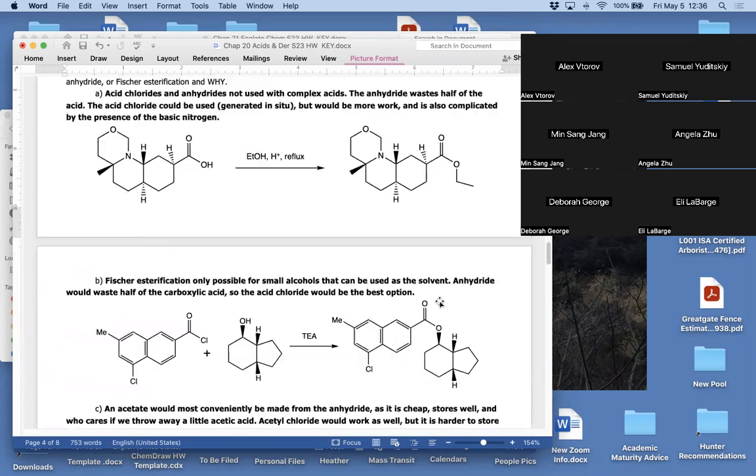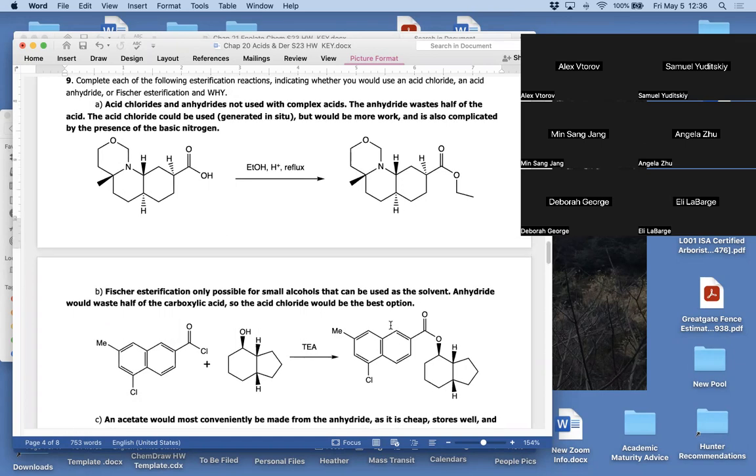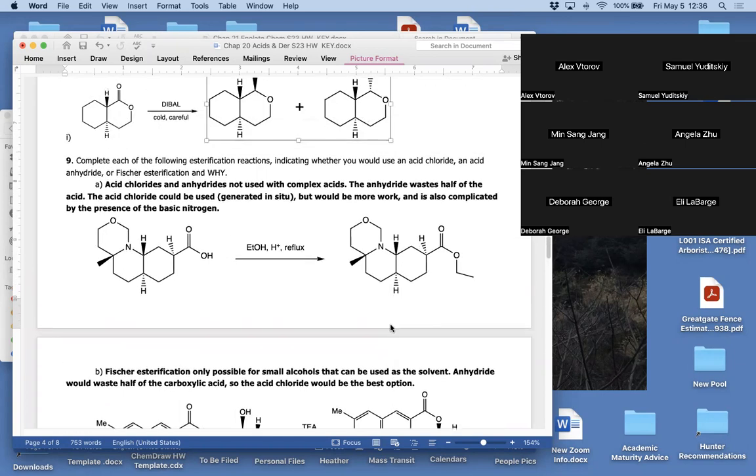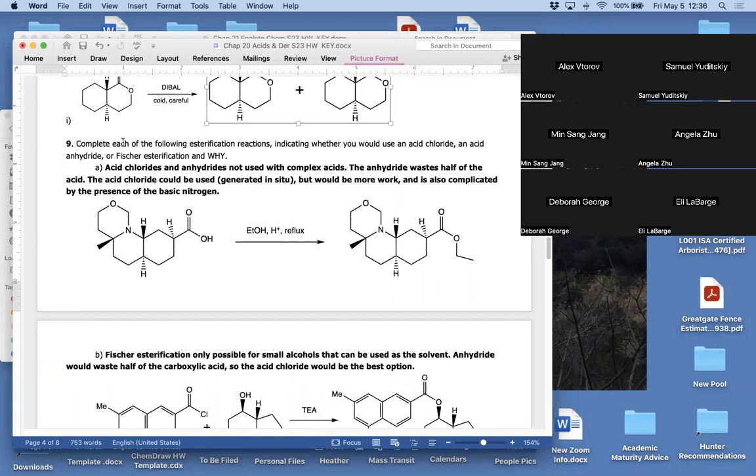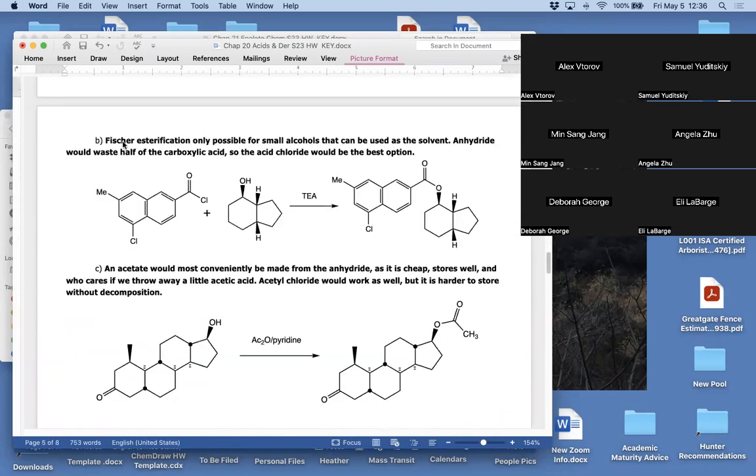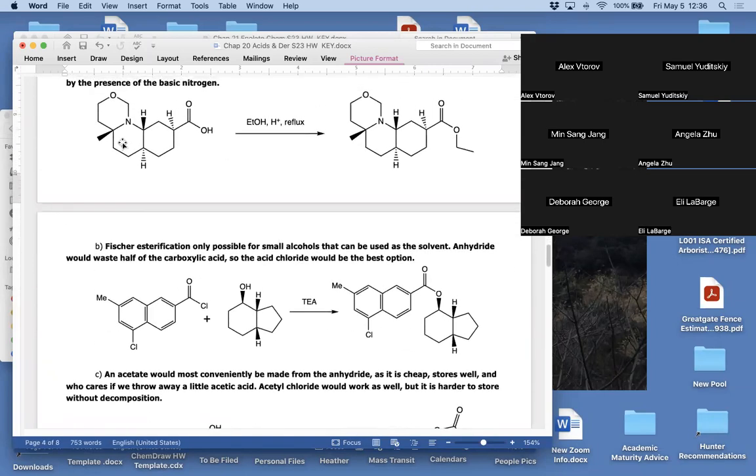Okay, 9 is not a really important question by itself. It's just a way for you to think about these things. I gave you 3 choices and 3 reactions and said, match up the reagents. What's the best way? The top one, yeah, Fischer esterification works just fine.